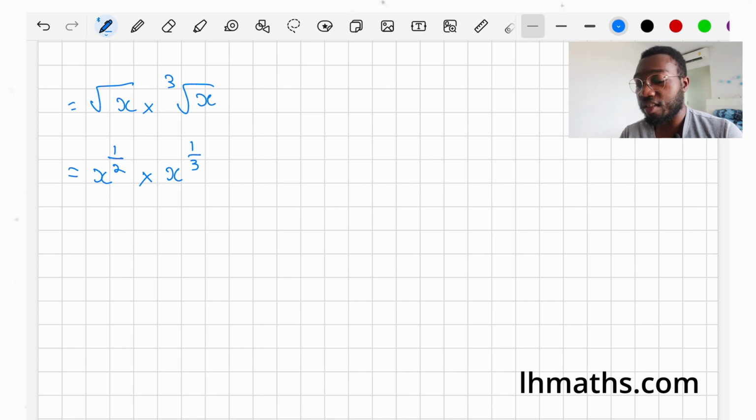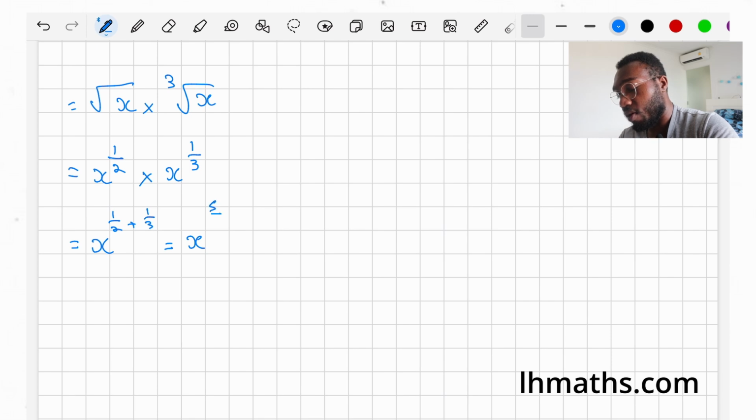Once we get to this stage, we have x to the power of a half, times x to the power of a third. And we know that when we have questions like this, which we learned in our previous indices lesson a few lessons ago, that is the same as saying x to the power of a half plus a third. And if you work that out, you would get x to the power of 5 over 6.